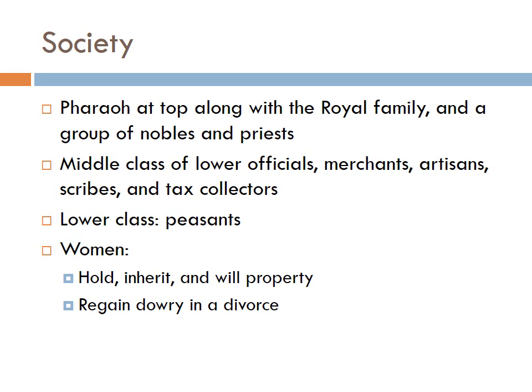Middle class, that contains the lower officials, merchants, artisans, scribes, tax collectors. In some cases, in some other societies or some other time periods, some of these people are not in the middle class. They're in the lower class. In Egypt, they're in the middle class. Who is in the lower class then? Peasants, okay? Peasants. And of course, below them, you probably had some form of slave or prisoner of war that was not useful for the rest of society.